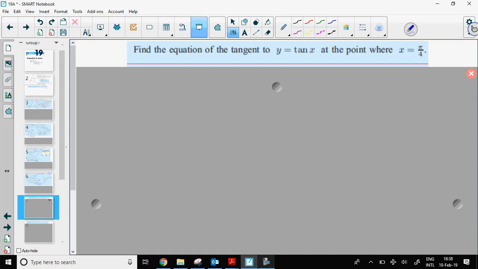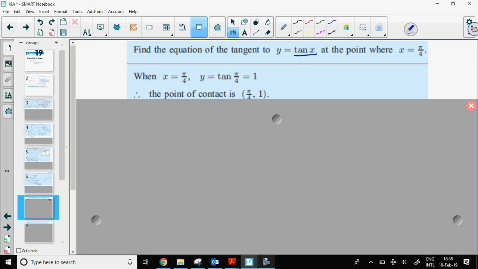We need to know our trig. So just throwing this in here just to make you think about that a little bit. Again, we're given the x value here. So if we put pi over 4 into tangent, what is the tangent of pi over 4? That's going to be equal to 1, right? So that gives us our point.